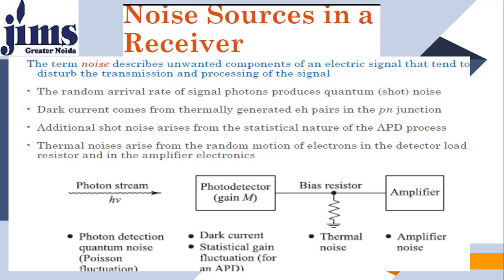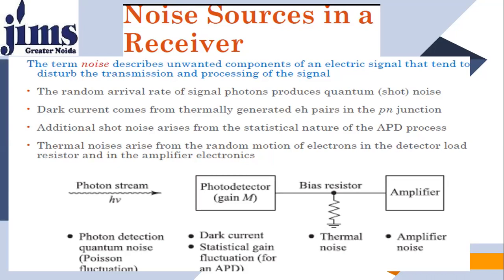So when the photons arrive at the input of the detector, and there is an impact of these photons on the active area of the detector, their arrivals are random. They are randomly moving and have impact on the active area, active region, active plate of the detector. So the random arrival rate of signal photons, light signal photons, produces a noise, and that noise is called shot noise or quantum noise.